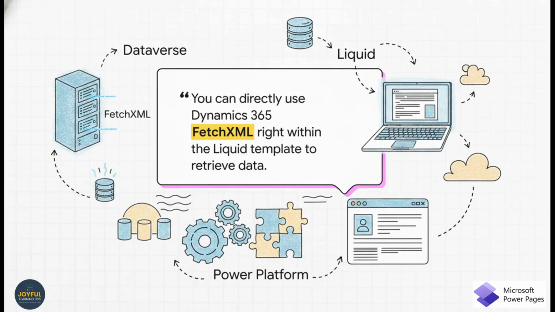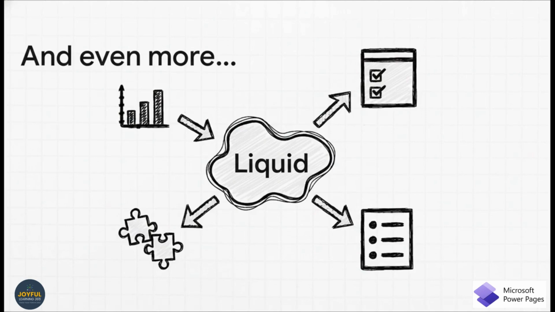Oh, and this is a total game changer. You can write Fetch XML. Yep, the same query language you use all over the Power Platform, right inside your Liquid code. This means you can securely pull basically any data you want from Dataverse and pop it right onto the page. And believe it or not, the list just keeps going. You can render entire forms, you can display whole lists of data, embed charts, and even reuse bits of code across your site to keep things tidy. It's a seriously robust toolkit.